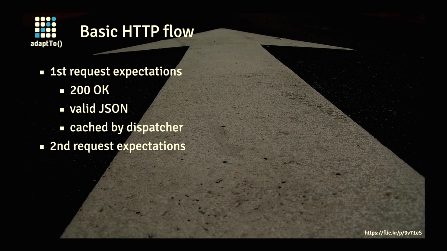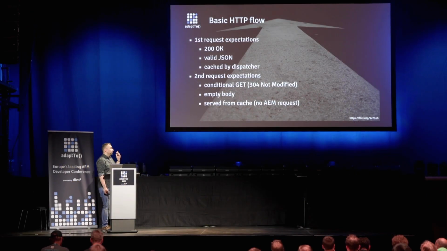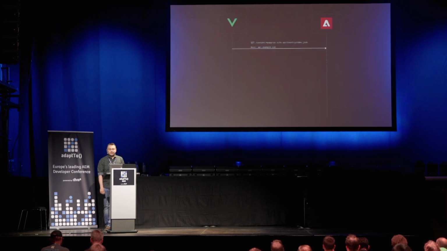When you send a second request to the exact same URL, if you're using conditional GETs, you would expect a 304 if there were no changes to the actual resource that you're about to request. You should get an empty body, as 304 is a body-less response. And that response is supposed to be served out of the dispatcher cache. So there should be no AEM request at all, just because we requested it before, so it should already be there and served directly by dispatcher. So that's how it would look.